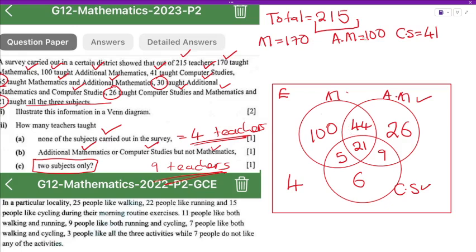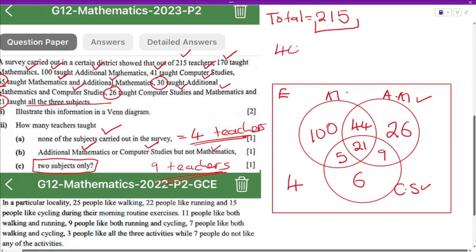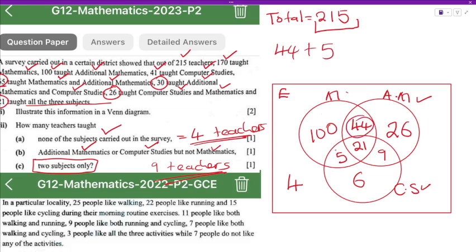So I'm going to say, can you erase that for the sake of creating space? So I'm going to say 44, that region there, plus 5, that region there, and plus 9, this region here. What do I get? 44 plus 5 plus 9, that gives me 58. So you say 58 teachers.